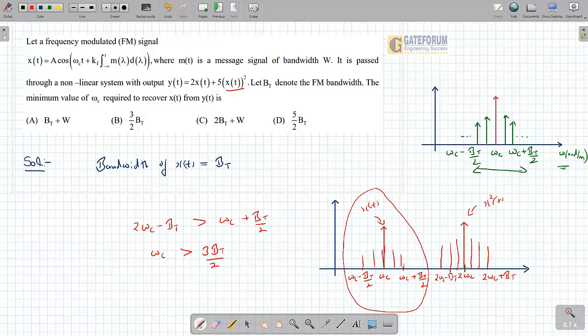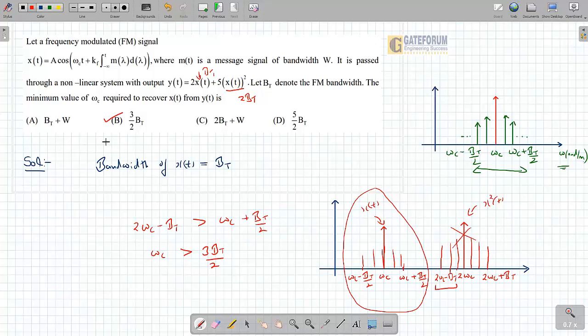And the message signal bandwidth will become double in this case. X squared t will have bandwidth 2 bt. Xt has the bandwidth bt. The same thing has come over here. And to get this portion alone, 2 omega c minus bt should be greater than omega c plus bt by 2. So you can recover this and discard the other. So to recover this, omega c must be greater than 3 by 2 bt. So that is the concept in this.